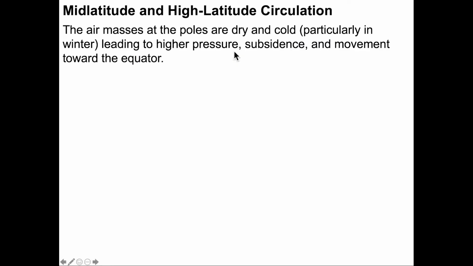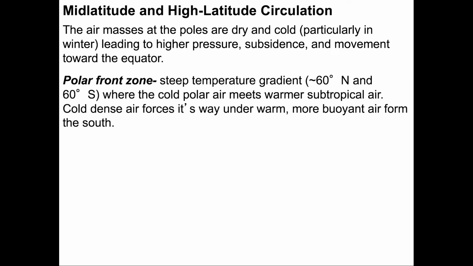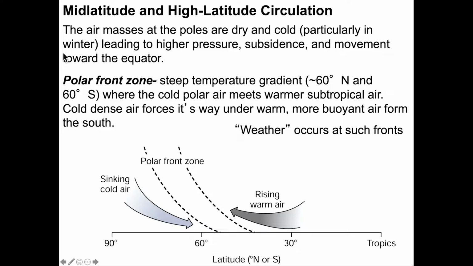At the mid-latitudes and high latitudes, circulation is a little bit different. The air masses at the pole are cold and dry, and this is even more so the case in wintertime. The net result is we have high pressure, clear skies, subsidence, and movement of the air masses towards the equator. So these very cold, very dry air masses that form at the very high latitudes head south towards the equator, and they're going to generate the crazy storms we get here in the mid-latitudes.